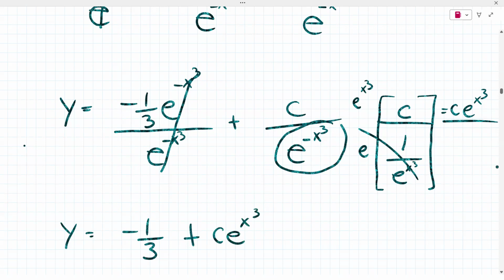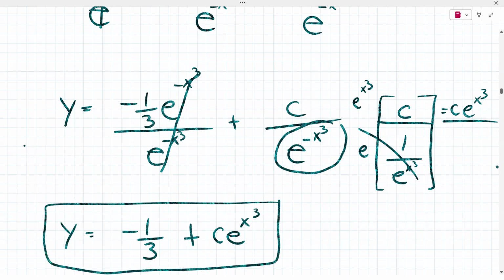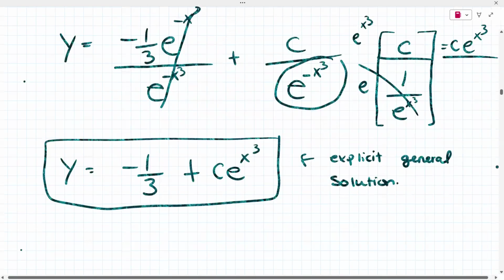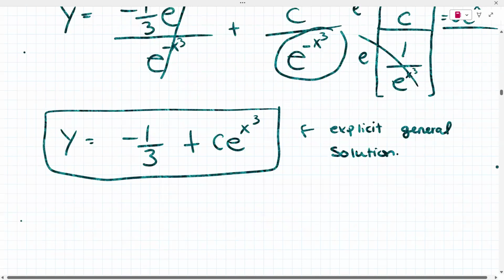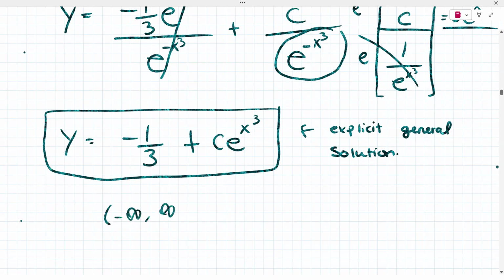And I think that's it. We don't really have an interval. We don't have an initial value, so this would be our explicit solution. And where is it continuous? It's basically a linear line, so I'm going to say it's continuous from negative infinity to positive infinity. Okay.